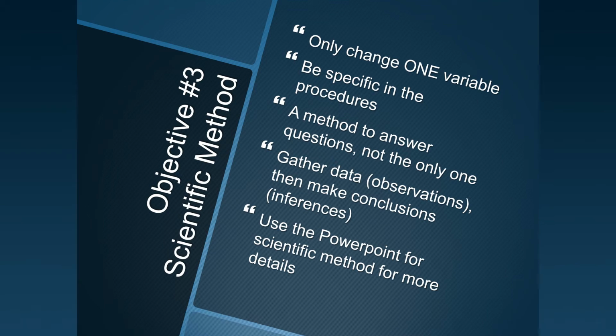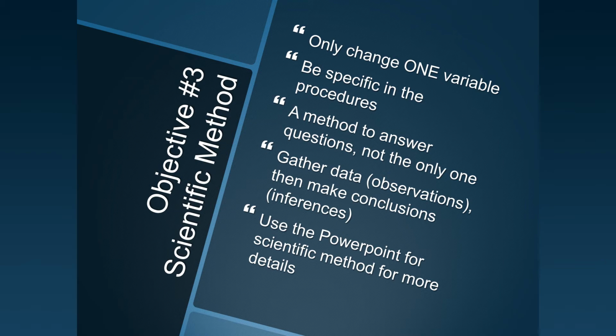In an experiment, you only want to change one variable at a time. You want to be very specific in your procedures so that anyone could follow your steps. It's a method to answer questions in science, but it's not the only one. It's flexible. You're going to gather data, make your observations, and then make your conclusions or your inferences.